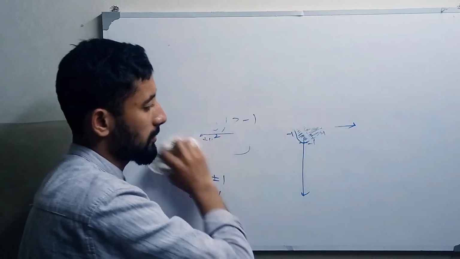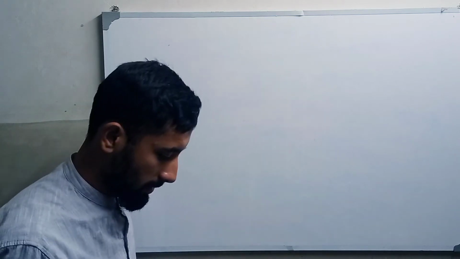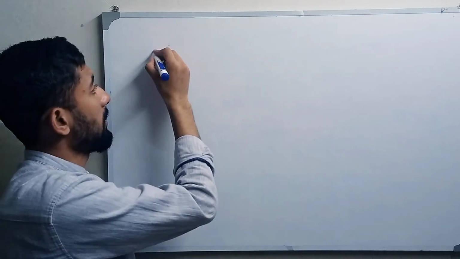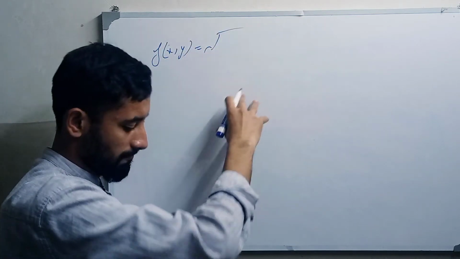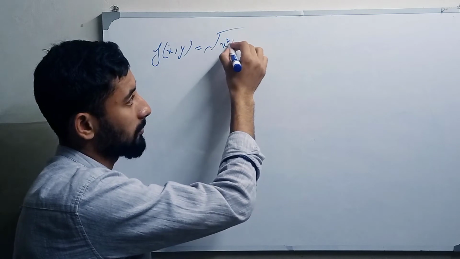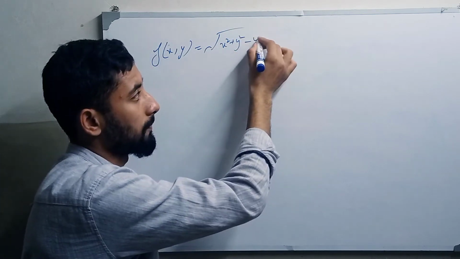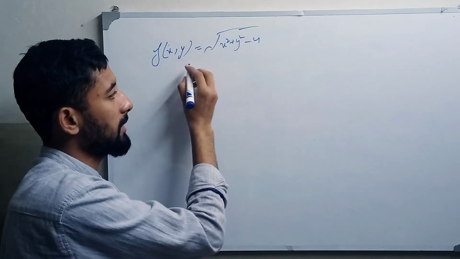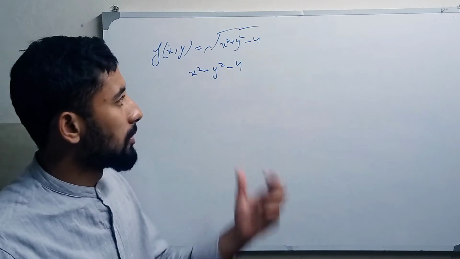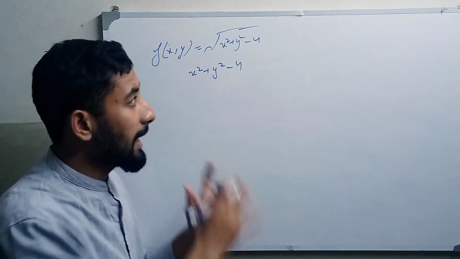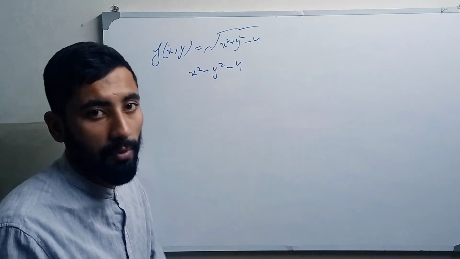Now we're going towards the third example here. Let's look at under root of x square plus y square minus 4. So write the function here. If x square plus y square minus 4 equals 0, then there's no problem.